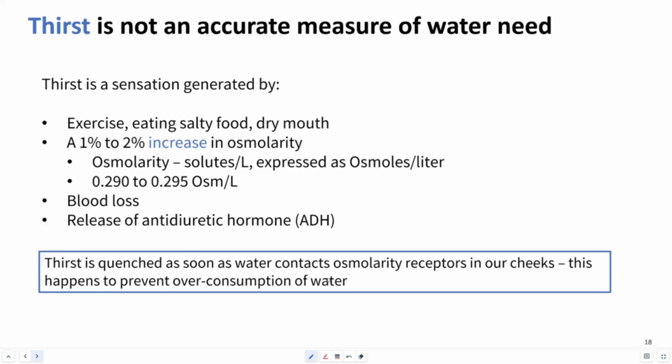Thirst is not an accurate measurement of water need. Thirst is a sensation that's generated by exercise, eating certain kinds of salty foods, and dry mouth. A rough 1 to 2% increase in osmolarity, which is the amount of solutes per liter, to between 0.29 and 0.295, will cause your body to have a thirsty sensation. This could also be triggered by blood loss as well as the release of a hormone called antidiuretic hormone. Thirst is then quenched as soon as water comes into contact with the osmoreceptors in our cheek. So when you drink water or fluids, this will cause a change to the receptors and send a signal that you have begun to take in water.